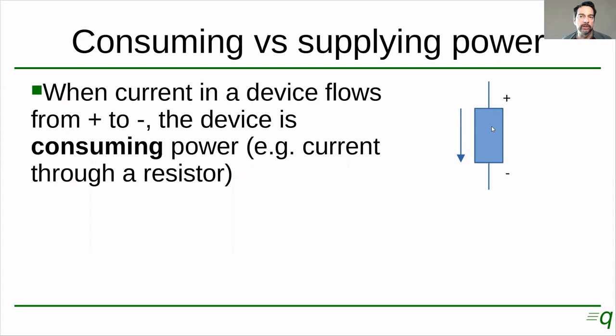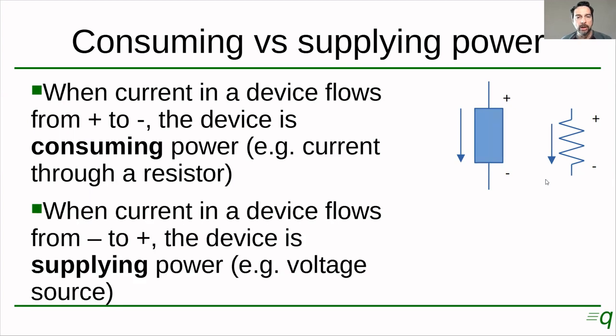And if you think a little bit, this is typical for a resistor. In a resistor, you have one terminal that's going to be more positive than the other one, and current's going to flow always from the more positive to the more negative terminal. In the opposite case, when current in a device flows from the negative side to the positive side, the device is supplying power to the circuit, right? It would be something like this: negative here, positive here, and current flowing this way.